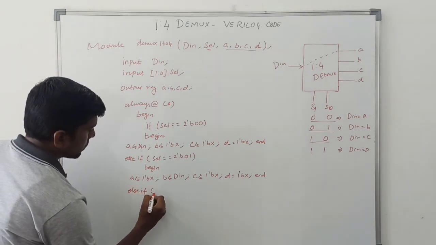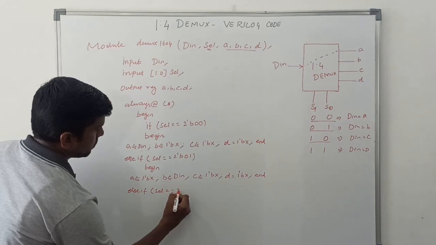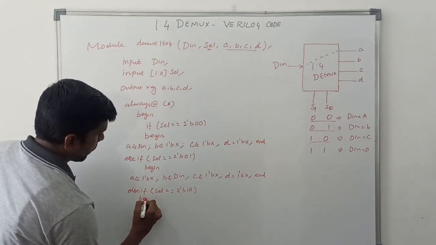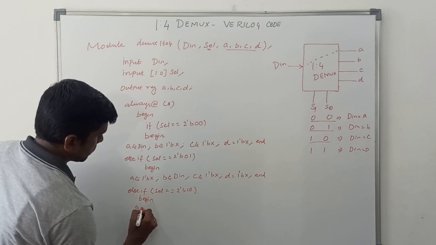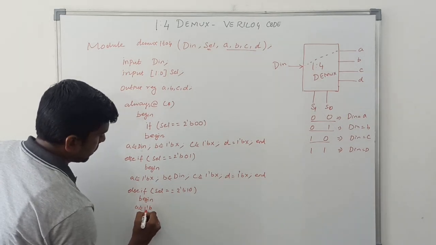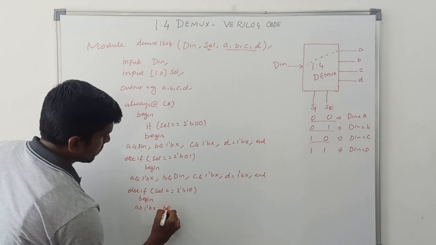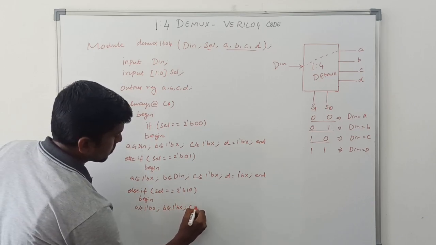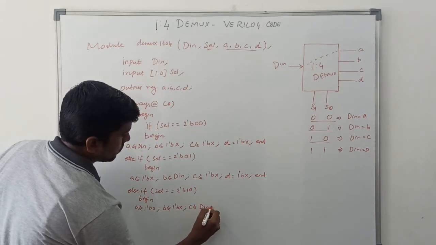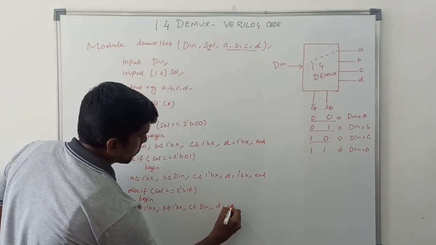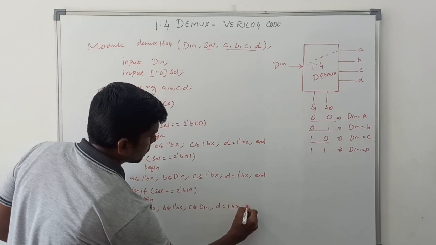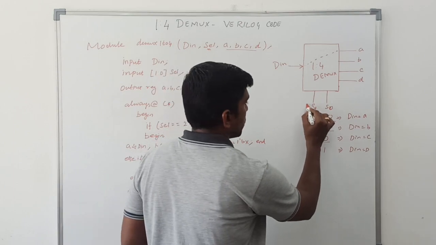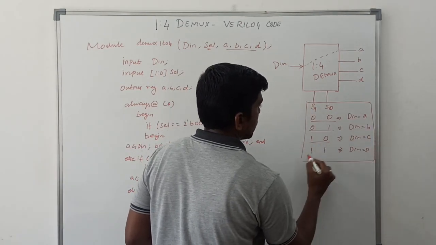Then come to the third selection line input, 1 0. So else if selection equals 2'b10, begin. A is 1'bx, don't care. B is 1'bx, don't care. C is data in. D equal to 1'bx, don't care. Then end. So using this truth table, we can write the program.